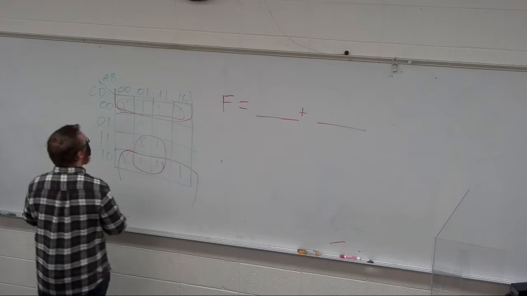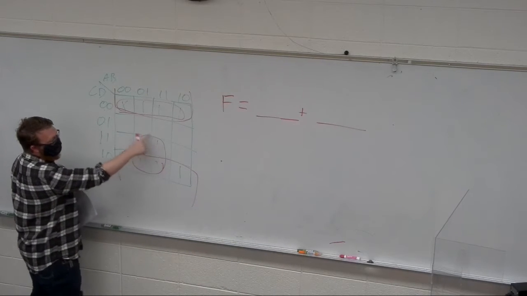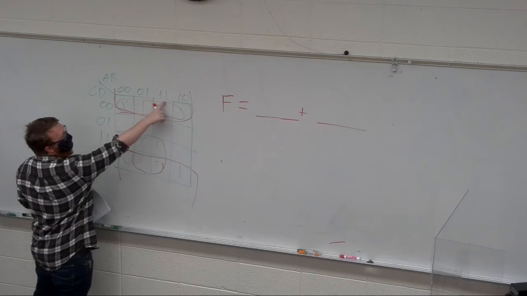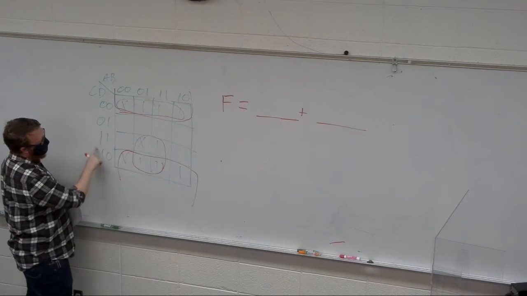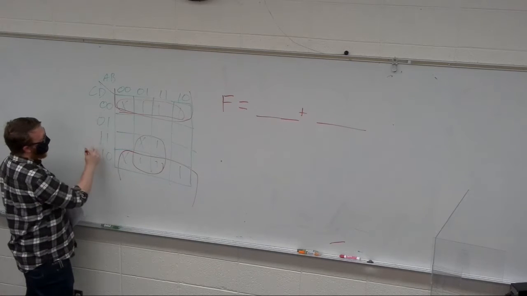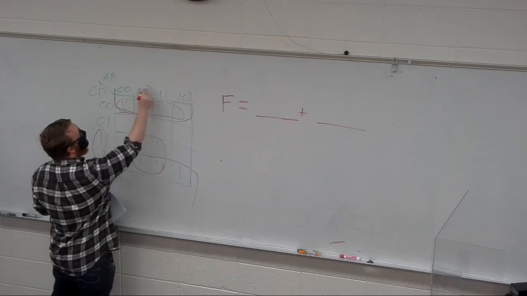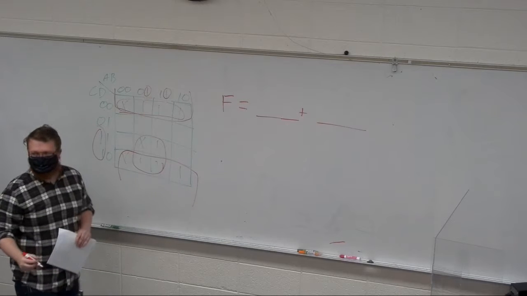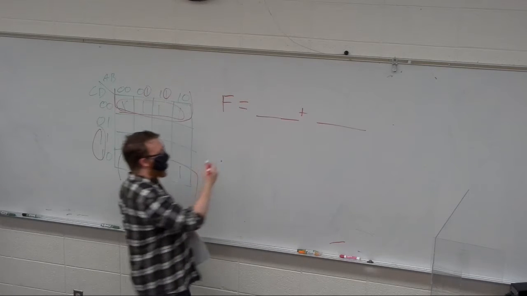So here, if I look at the square, the 1 doesn't change, and this one doesn't change. So that's C, right? And B. And then C is 1 and B is 1. So we have BC.